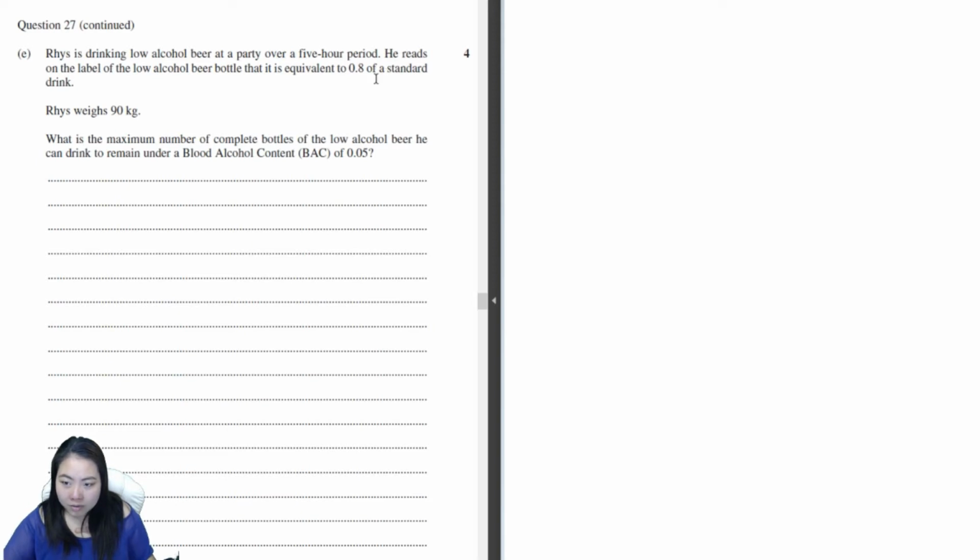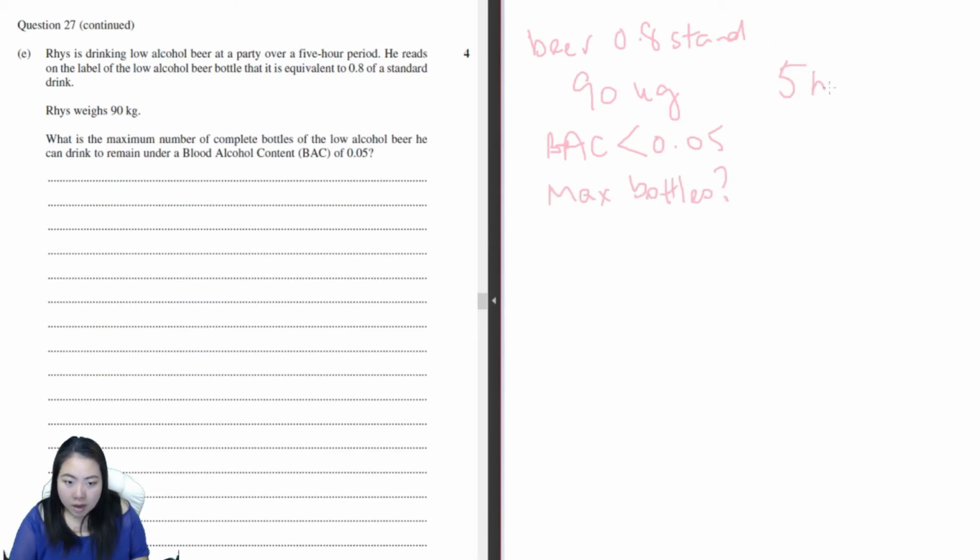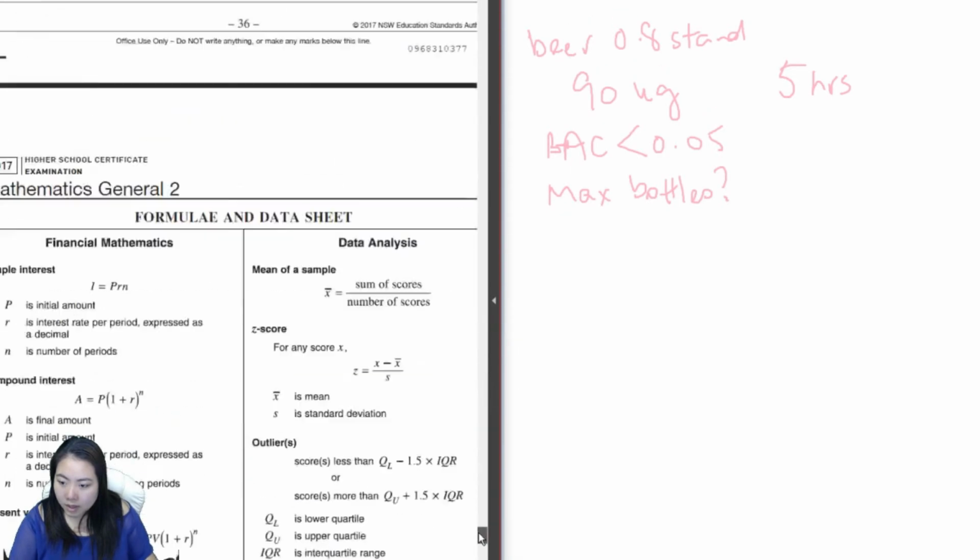There's a lot of information here, so let me just summarize it on my sheet. Here is 0.8 standard drink. He weighs 90 kilograms. He wants to stay under 0.05 BAC. And the question is, what is the maximum bottles he can drink? Alright, it's over 5 hours. Okay, let's see what they have for us.